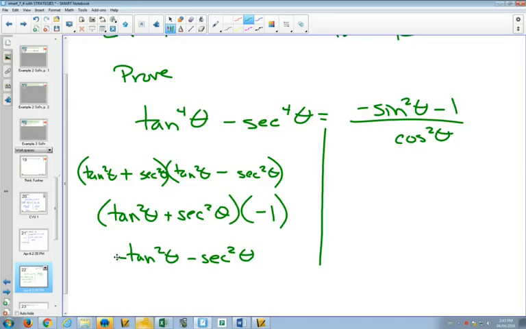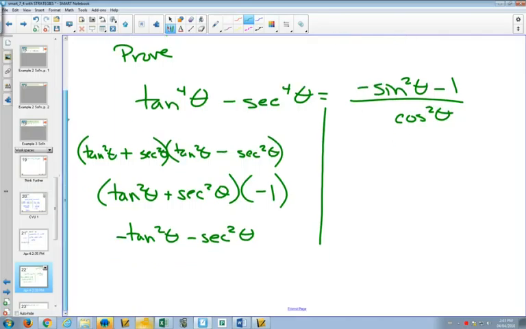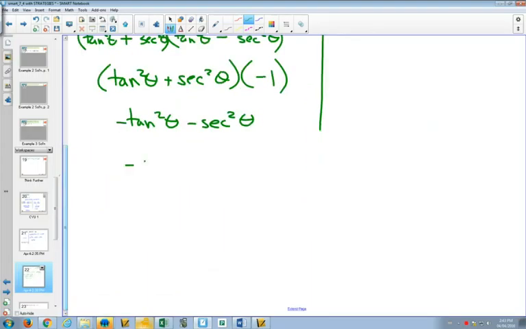We already know that this, minus tan squared minus secant squared, we cannot rearrange tan squared plus 1 equals secant squared to look like that. So at this point, being aware of the other side, I have this side with sine and cos, this side with tan and secant. Now it would make sense to change everything to sine and cos. If we did that, tan squared is negative sine squared over cos squared minus 1 over cos squared.